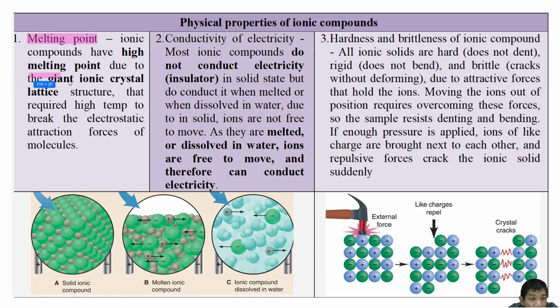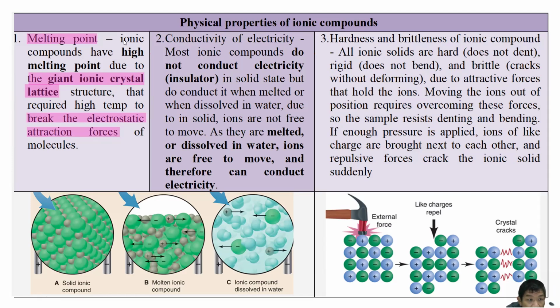Because they have a giant ionic crystal lattice that requires a high temperature to break the electrostatic attraction forces between the oppositely charged ions. So when we describe why ionic compounds have a high melting point, we just say that they are held by electrostatic attraction forces between the oppositely charged ions in the form of a giant ionic crystal lattice. That is how you describe the high melting point of ionic compounds.